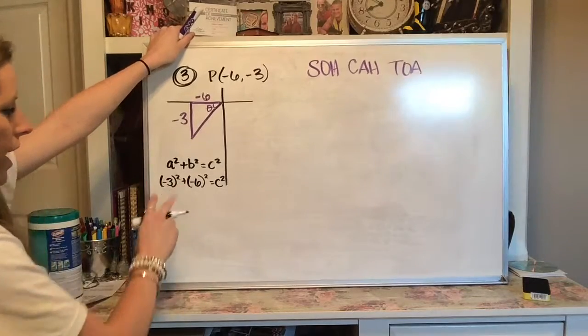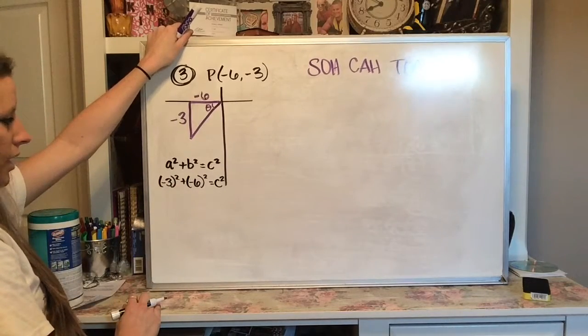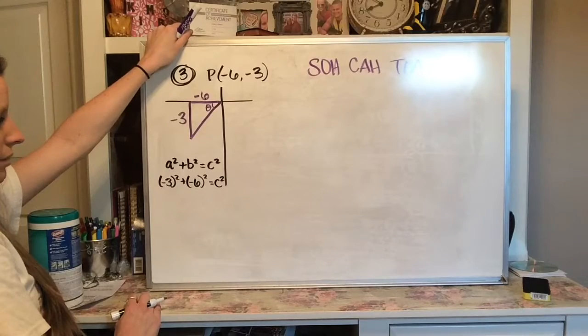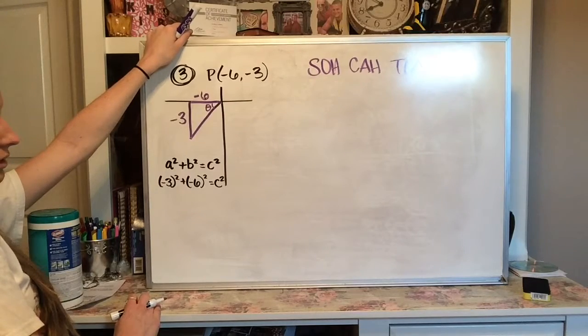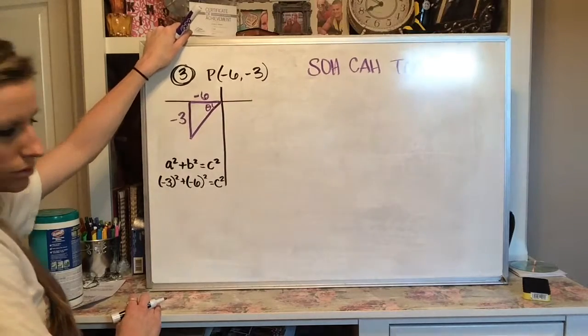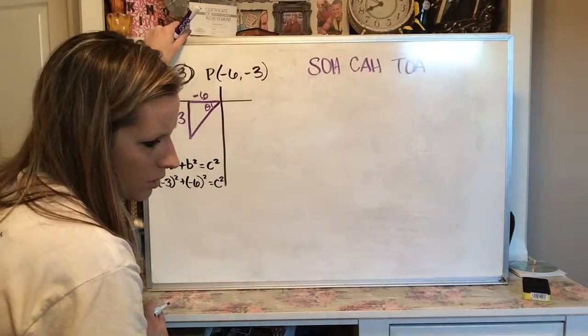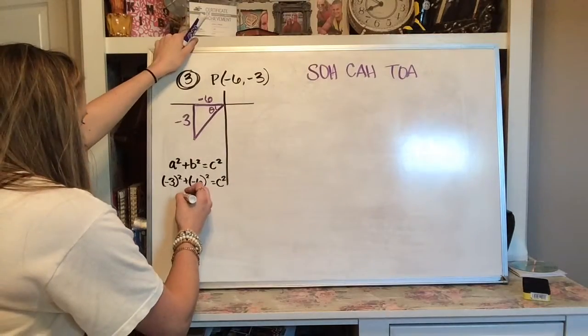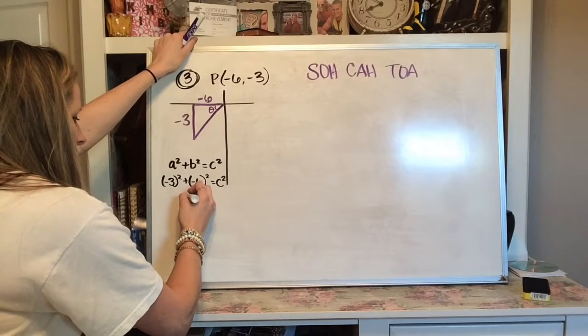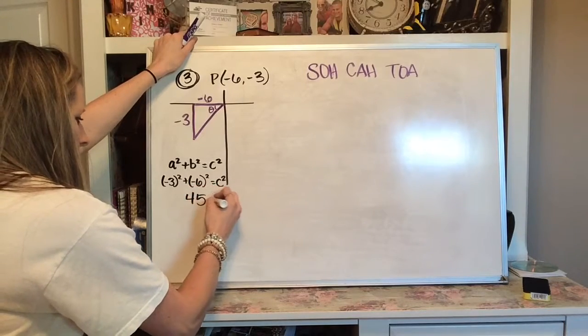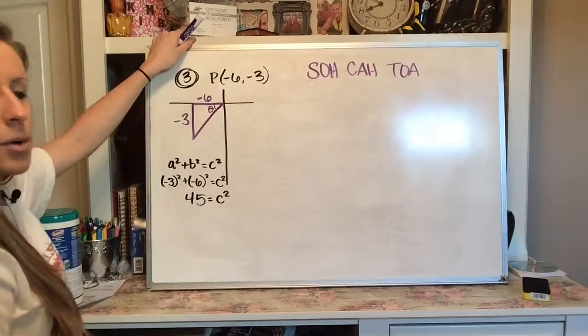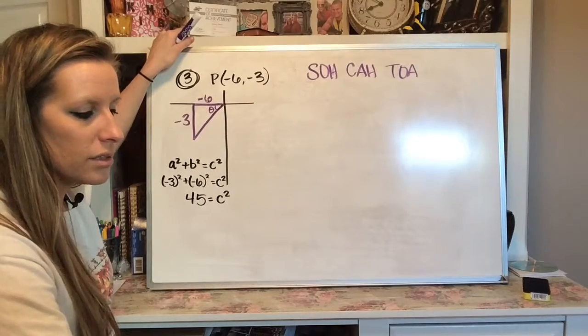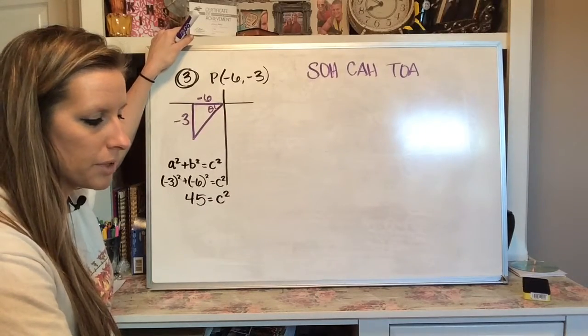Okay, I have my two sides. So if I add those together, let's see, you get 9 plus 36, that's 40. What did I get? 45? Everybody get 45? Yeah, that's right. 45 equals c squared.